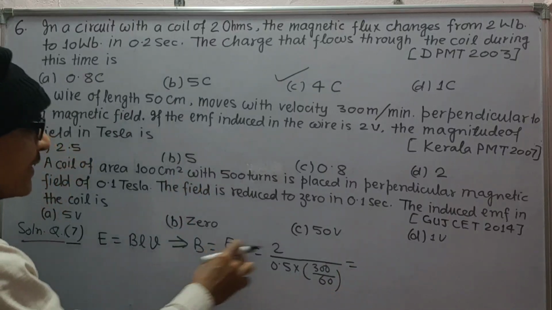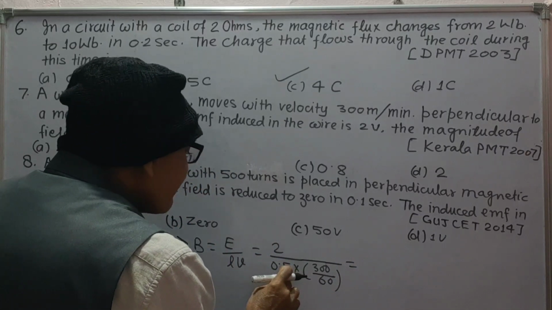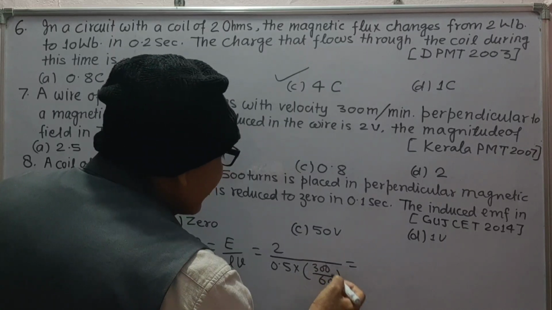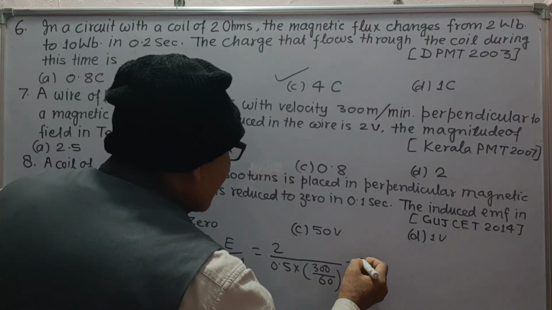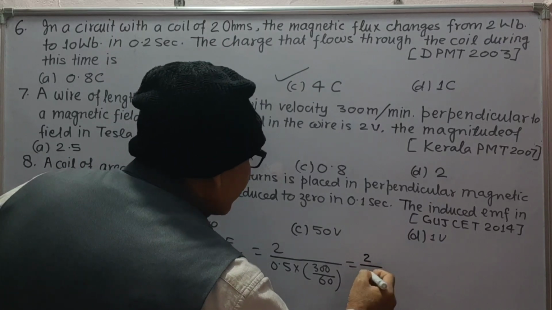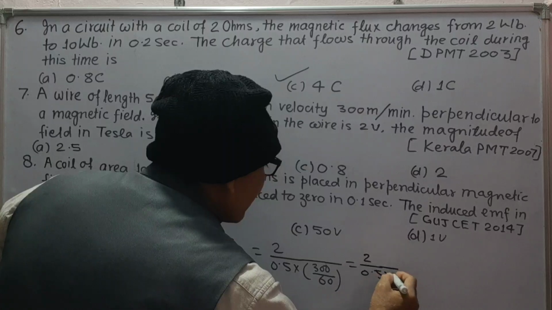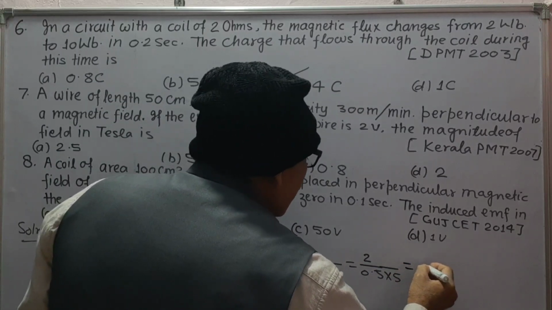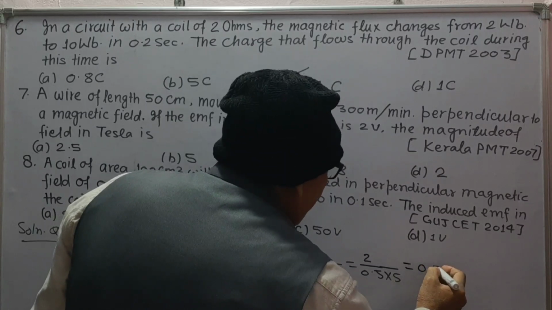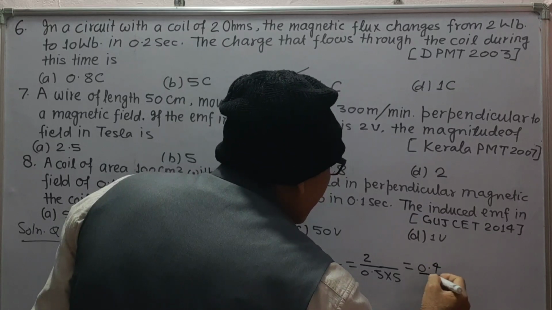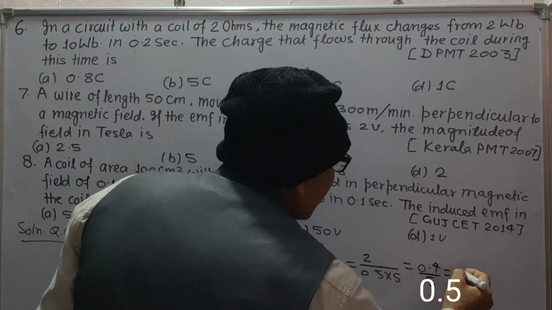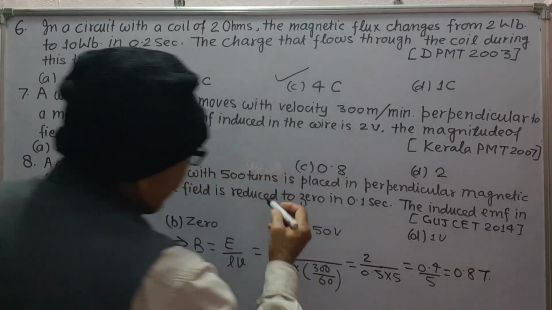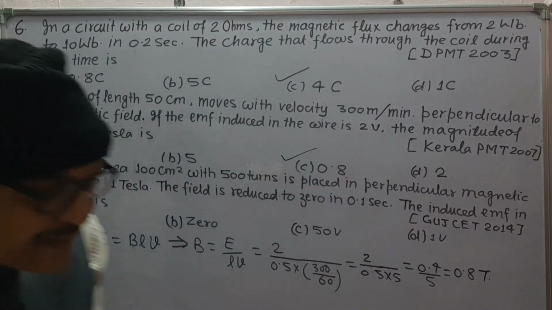So E is 2 volt, L is 0.5 meter and V is 300 meter per minute, means 300 upon 60 meter per second. So it is 2 upon 0.5 into 5, which is 0.4 upon 5 means 4 upon 5 means 0.8 Tesla. So the correct option is C, 0.8 Tesla.